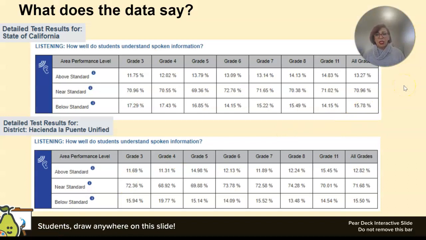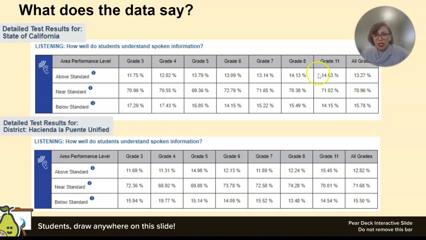Here's some data. I always like to share some data. So take a look here. This is the data for California, and this is our data here for Hacienda La Puente. This is based on the CAASPP for last year. And you can see here, take a look at those scores. I'm going to look at the all grades.